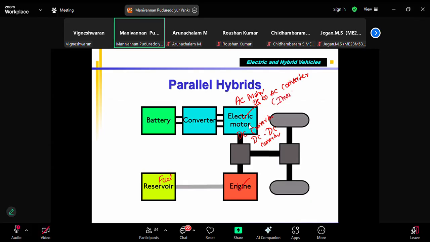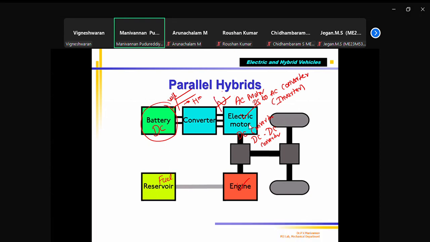Whenever somebody says inverter, that means it takes power from your battery, which is DC power, and converts it into AC power. DC power means constant voltage with respect to time. This is the voltage from the battery. It can be 12 volt, 24 volt, 100 volt, 600 volt, depending on the battery package. It is converted to AC voltage, which is time varying. It can be 100, 200, 300.